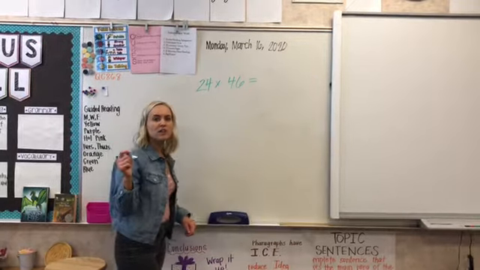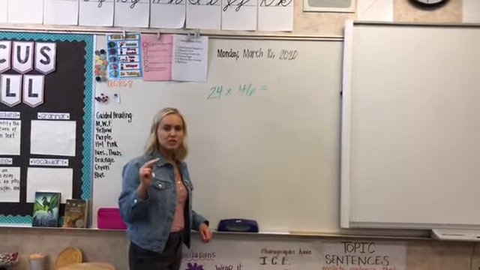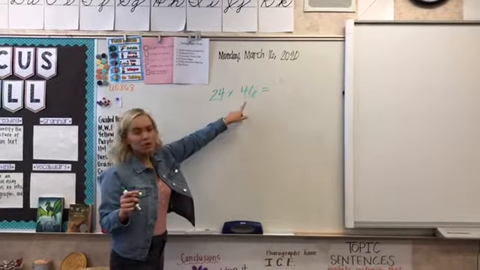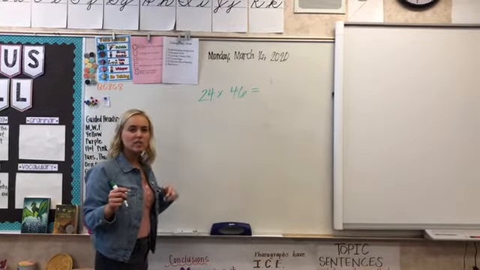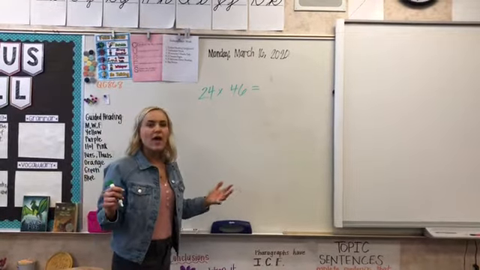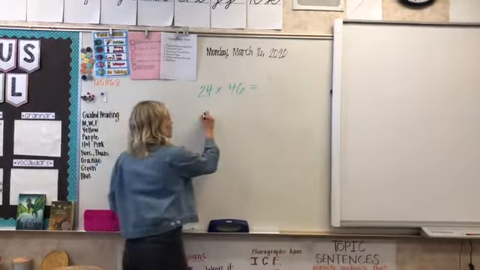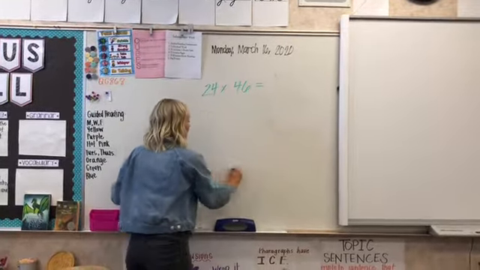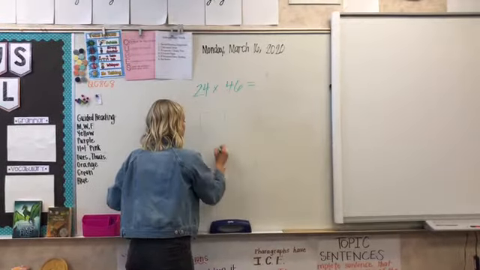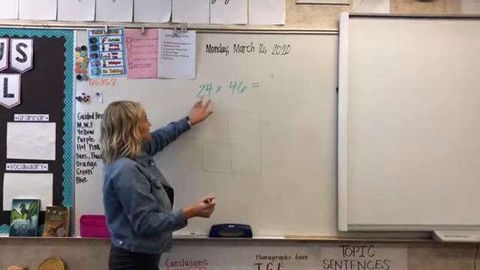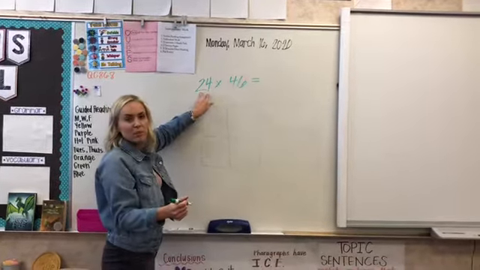Friends, we are going to do another 2 by 2 digit multiplication problem. We are going to do 24 times 46, and we are going to use the area model, which we sometimes call the box method. When I do that, I'm going to draw a box with 4 squares in it, and I am going to break apart each of my numbers.